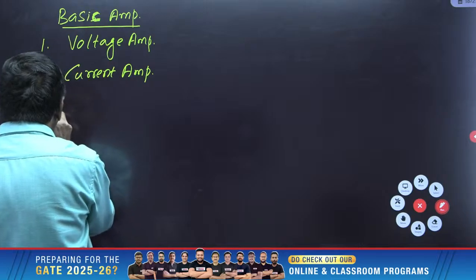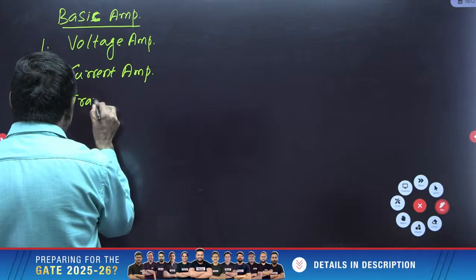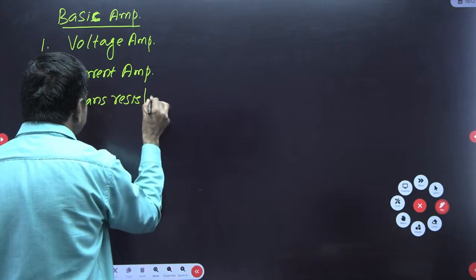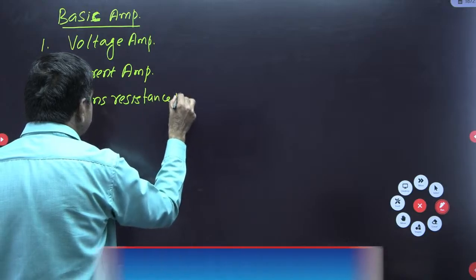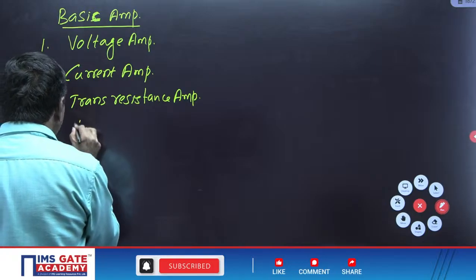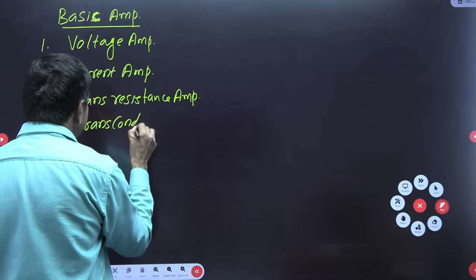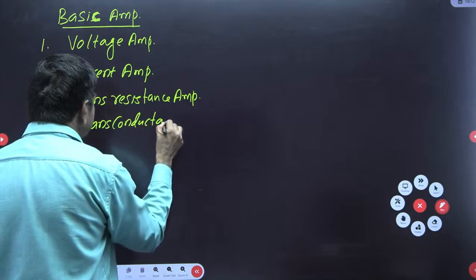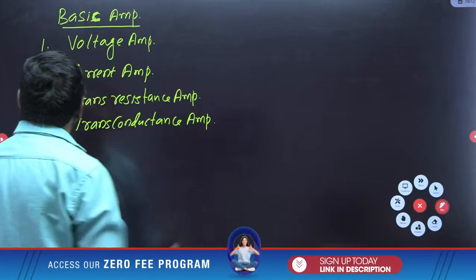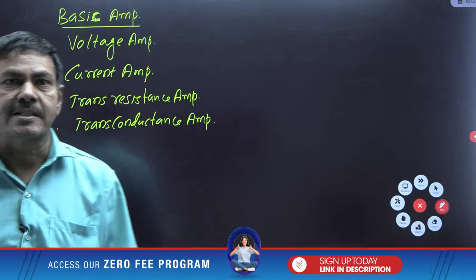And the third one is nothing but the transresistance amplifier. The fourth one is the transconductance amplifier. I would like to discuss these four amplifiers, very important from the GATE point of view. That's why I'm discussing. Understand now?